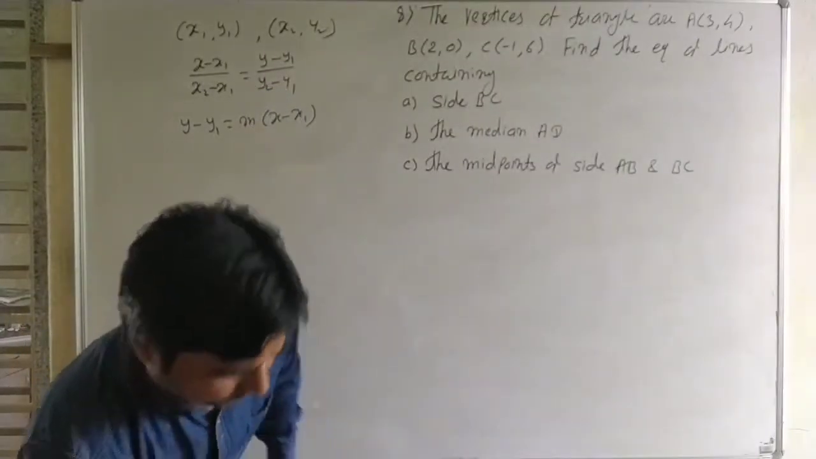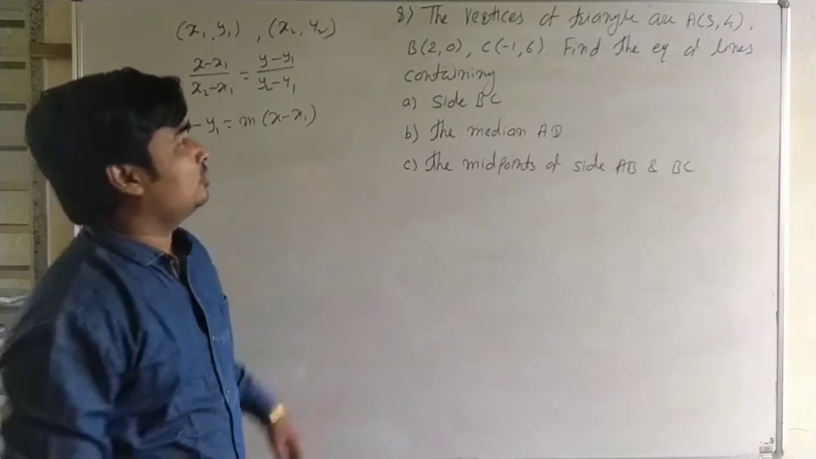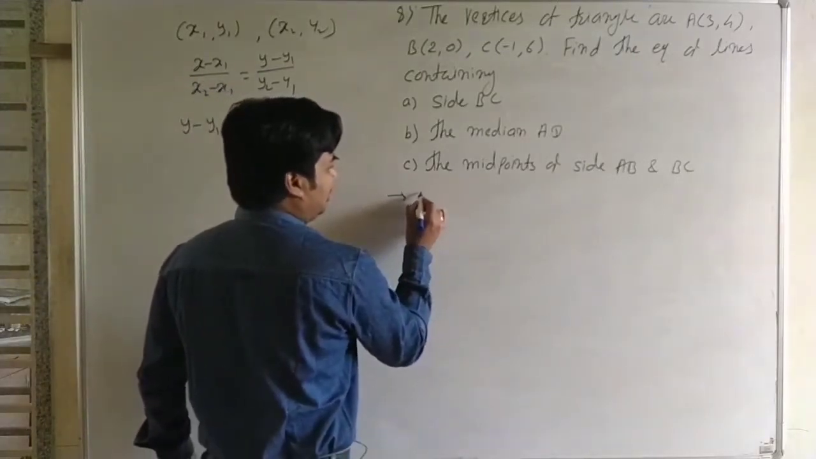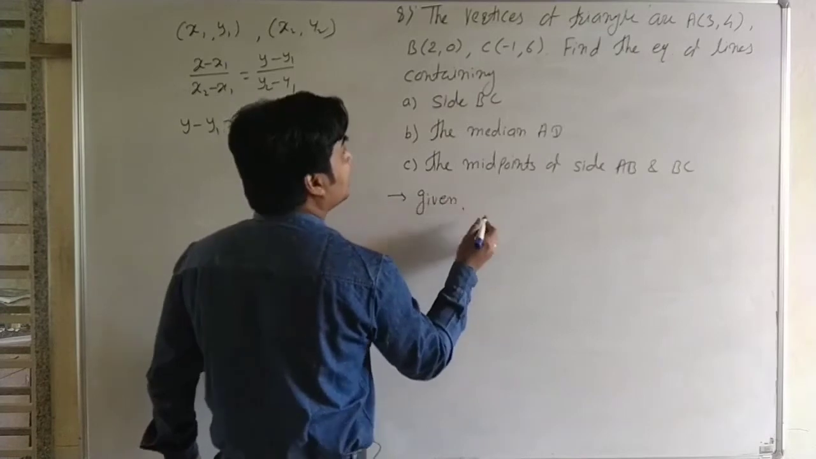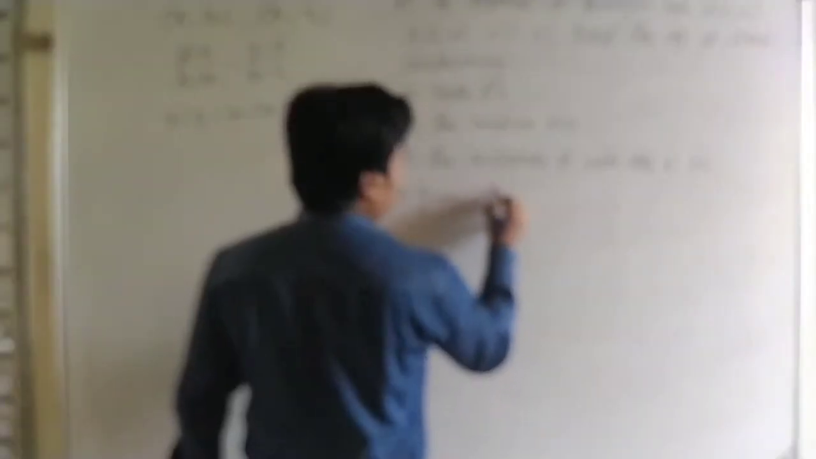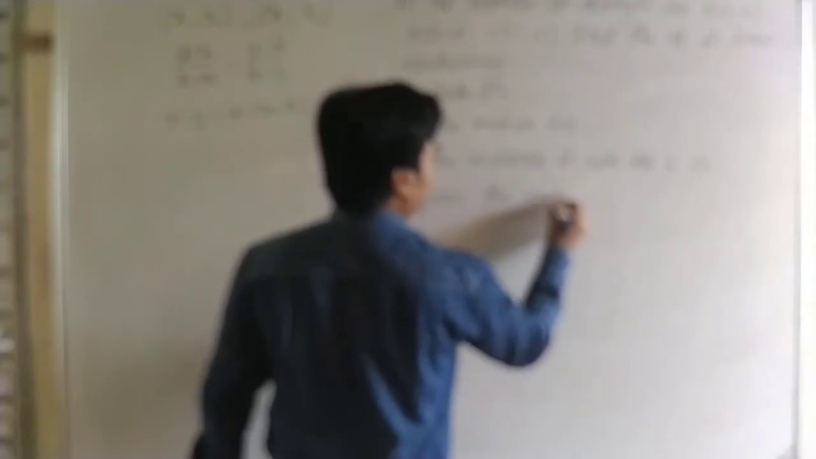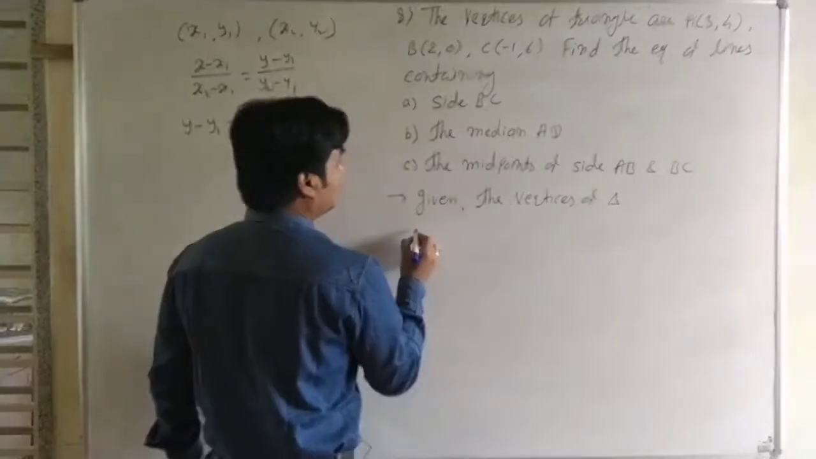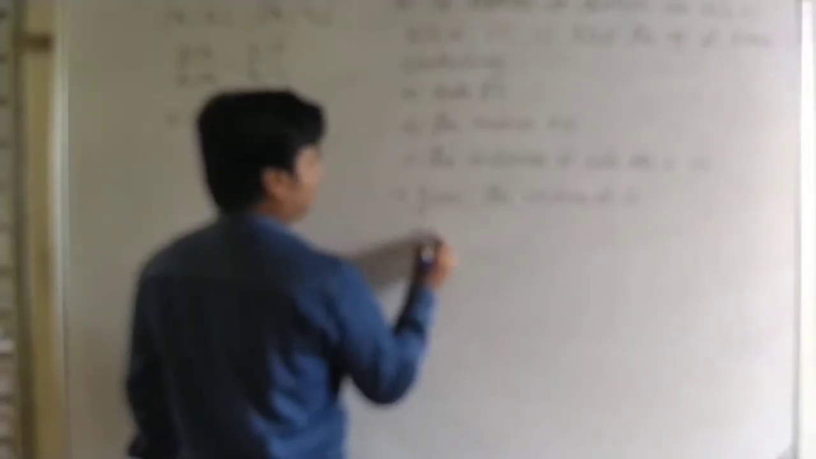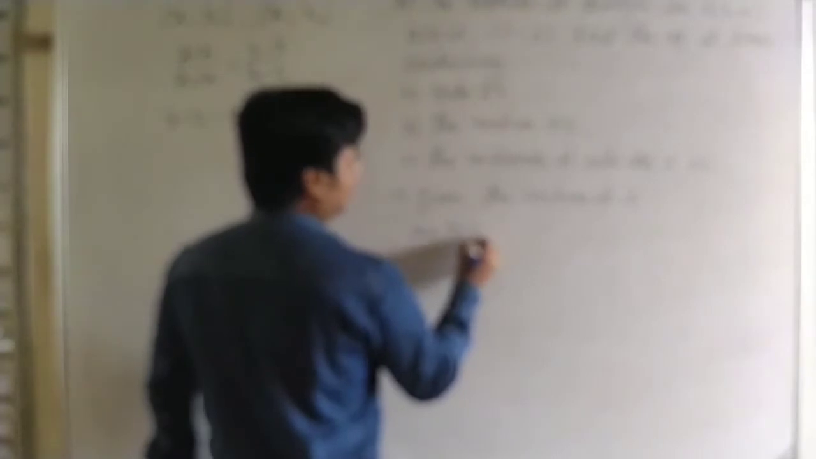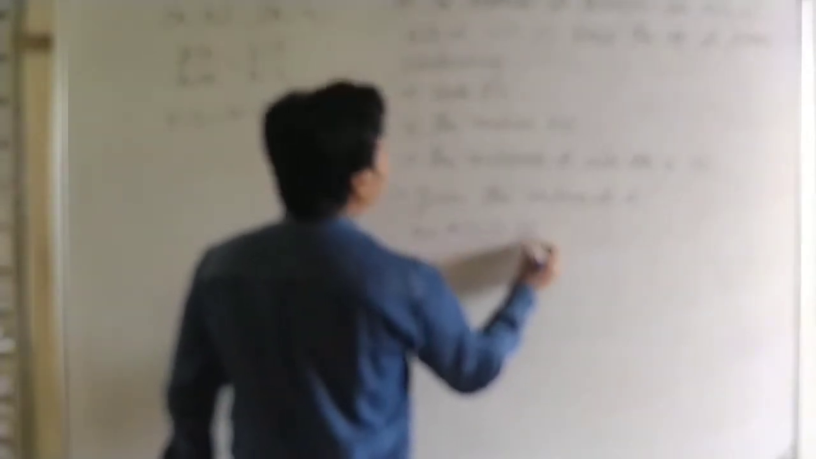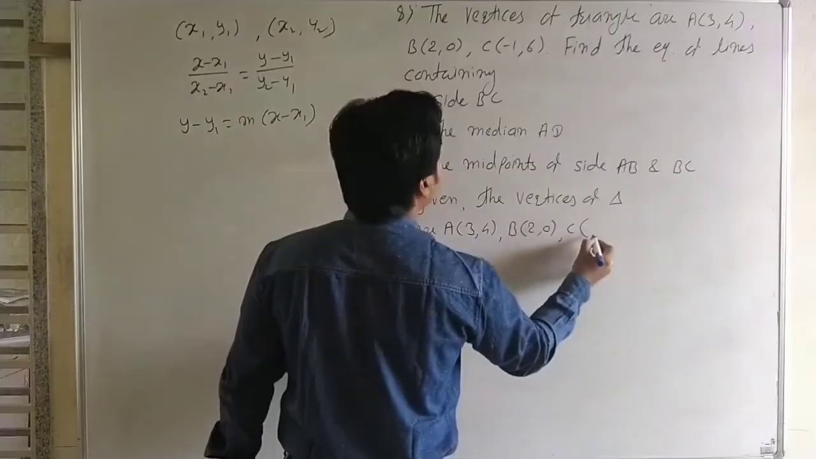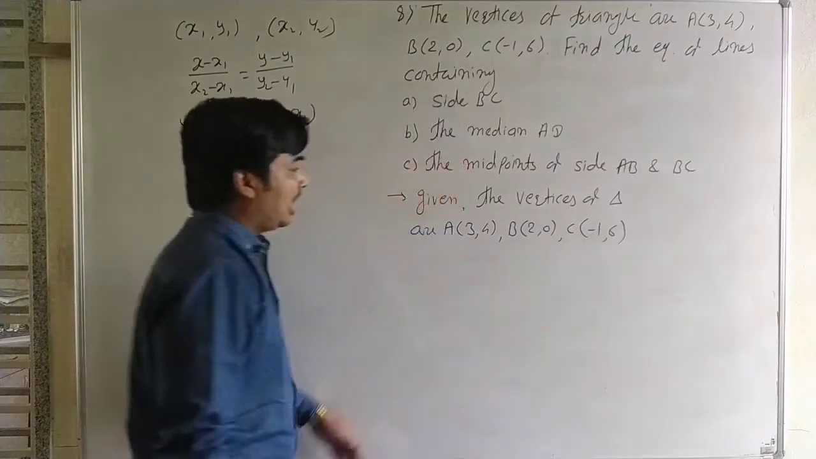Okay, now let's see. Given that the vertices of the triangle, here we first write the given. It is given that the vertices of the triangle are A (3,4), B (2,0) and C (-1,6). Now the first example: we want to find the equation of side BC.